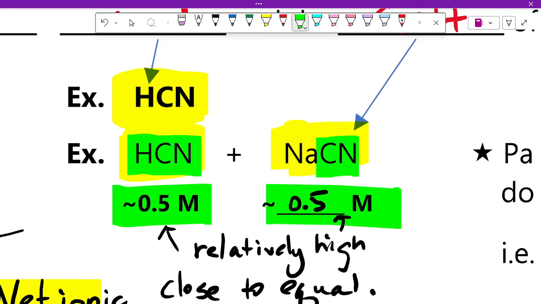They're relatively close to each other when we have a buffer. Okay, in a buffer, they're going to be relatively close. So what that means is that the hydrogen ion concentration is going to be equal to the Ka, which means that the pH is going to be close to the pKa.